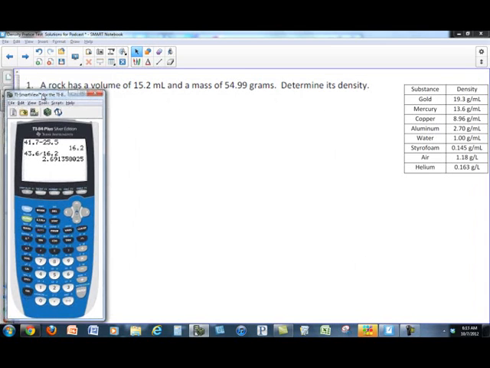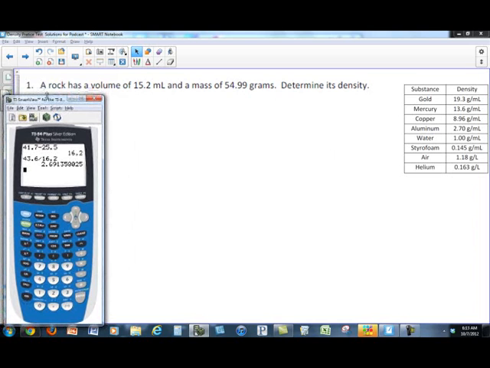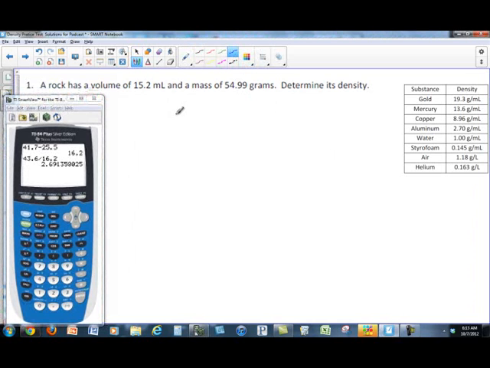I'm starting on the back side because they're a little bit easier than the front side. I thought it would be best to start there. So let's go ahead and take a look. Number one has a rock, has a volume of 15.2 milliliters and a mass of 54.99 grams. And we want to determine its density.